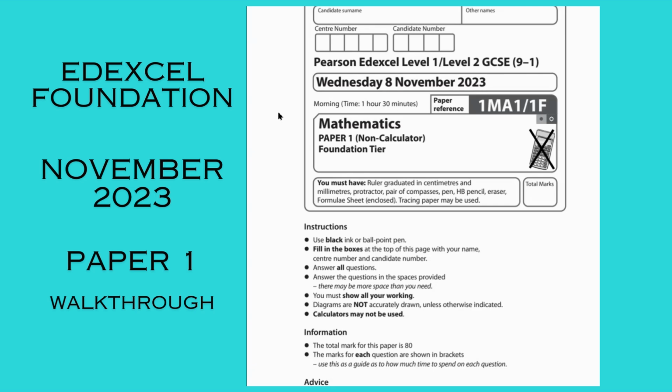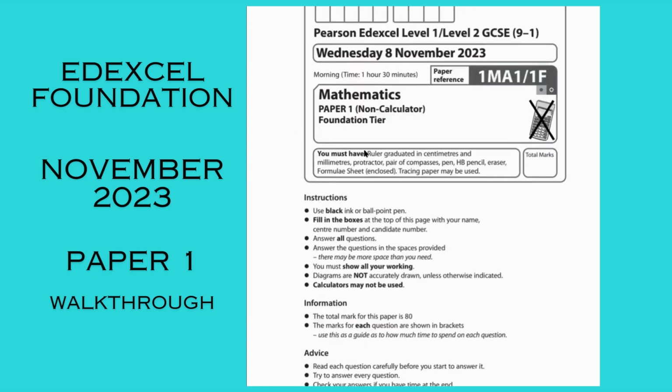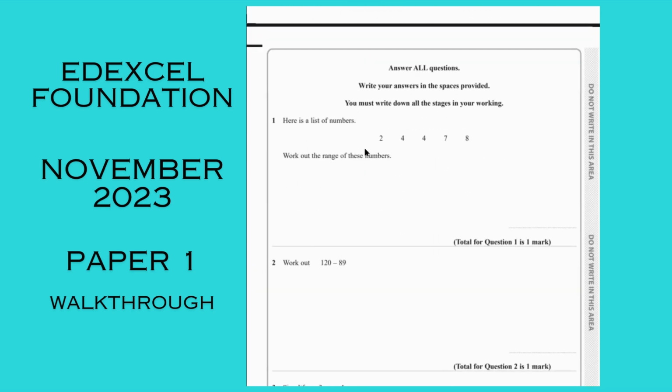So here's the walkthrough for Edexcel Foundation GCSE. It's from November 2023. It's paper 1, so put your calcs away. Always with page 1, don't overcomplicate, but also don't take it too easy.